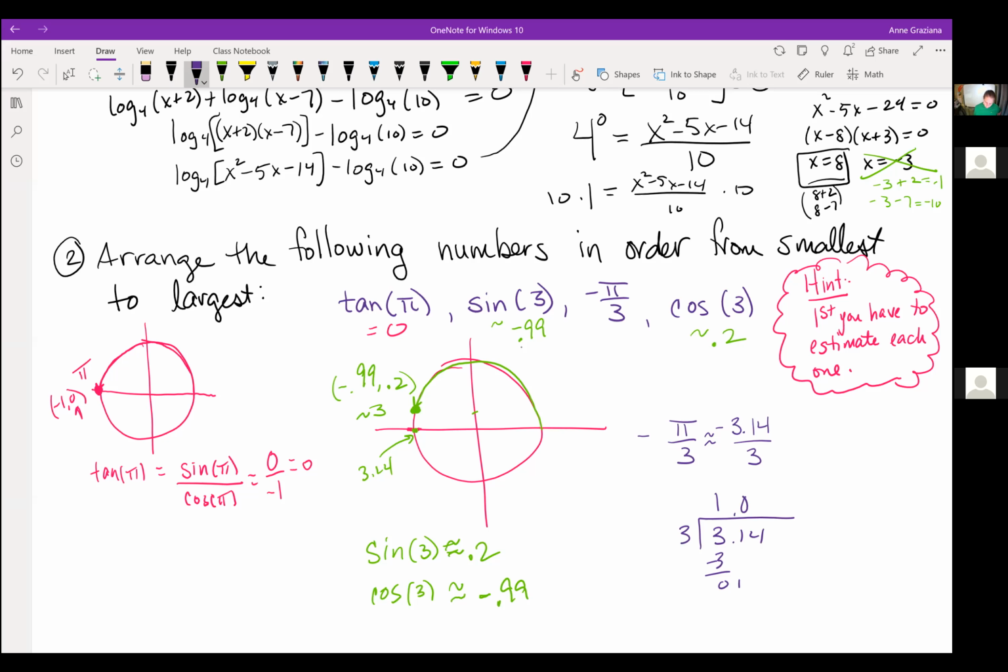Well, no, this is how you do it. So 3 goes into 14 4 times. And I do have a remainder, but so what? I just want an approximation. This is going to be about -1.4. Is that okay? 1.04. I misspoke there. -1.04. Any questions on how we came up with that?